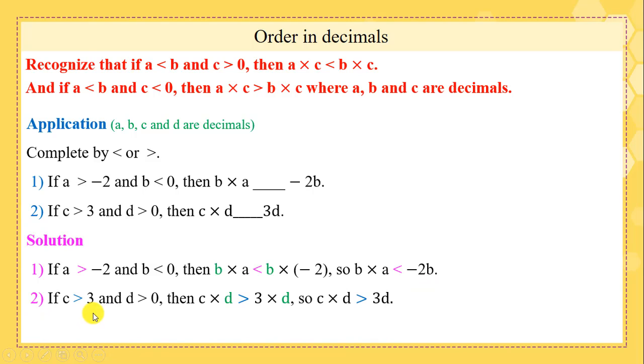Part 3. If c greater than 3 and d greater than 0, then c times d greater than 3d. So, since d is greater than 0, so it's positive, we have to keep the sign of comparison as it is. It is greater than, so we will keep it greater than. And we multiplied c by d and 3 by d. So we will have c times d greater than 3 times d, and c times d greater than 3d, since 3 times d equals 3d.